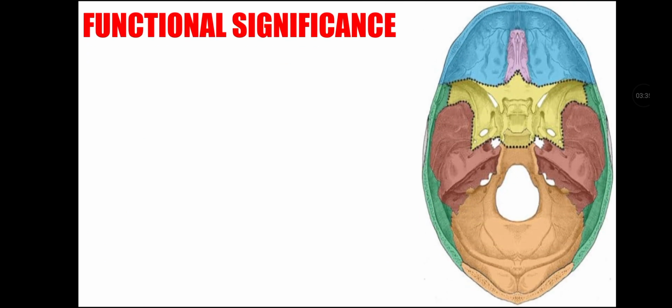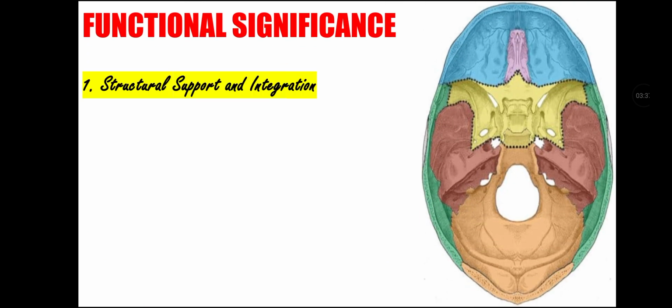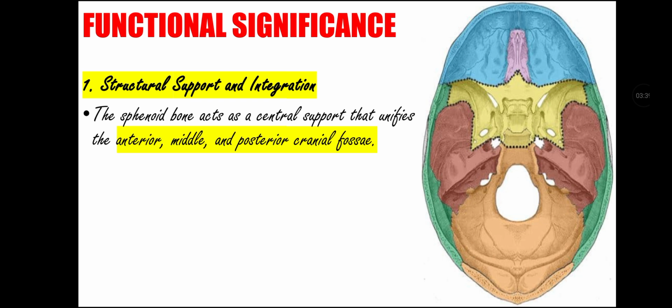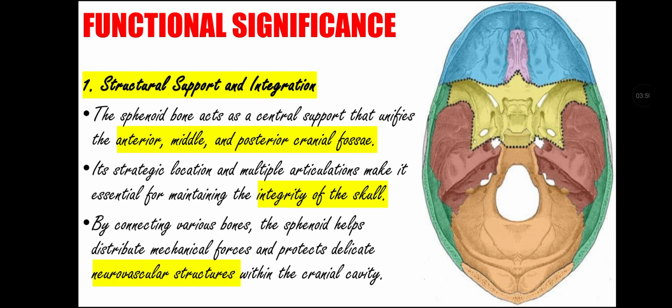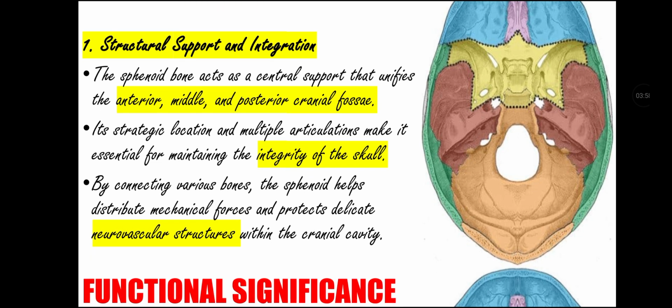Now let's talk about clinical functional significance of sphenoid bone. The first is structural support and integration. Sphenoid bone acts as a central support that unifies the anterior, middle, and posterior cranial fossa. Its strategic location and multiple articulations make it essential for maintaining the integrity of skull. By connecting various bones, the sphenoid bone helps distribute mechanical forces and protect delicate neurovascular structures within the cranial cavity.